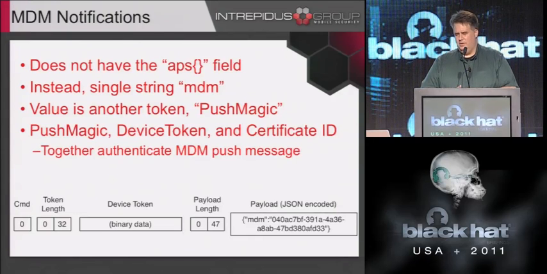It's actually the subject/user ID field. I can't remember the exact X509 field name, but it's actually a field within the certificate. Those three things together are what authenticate the message. If somehow a push message comes to the device that doesn't have all three of those things that match, the MDM daemon will just ignore it.